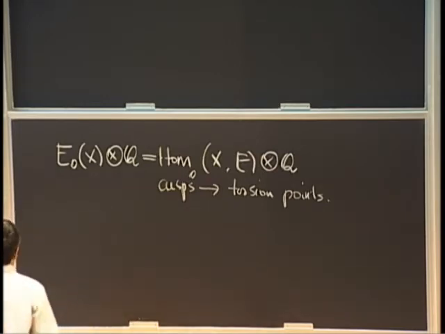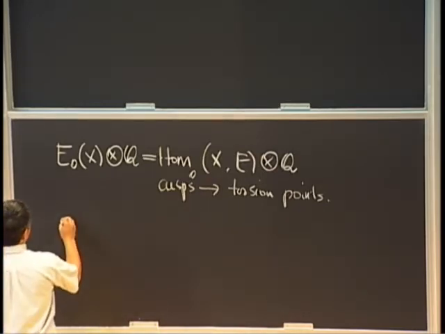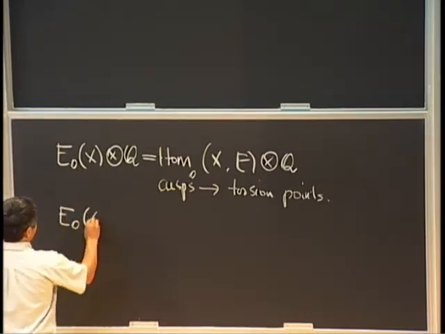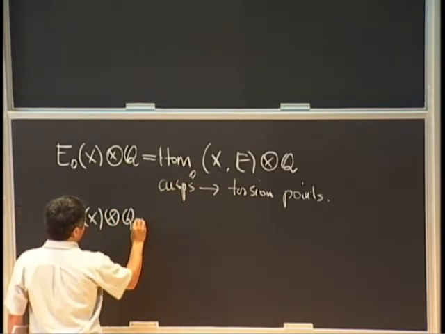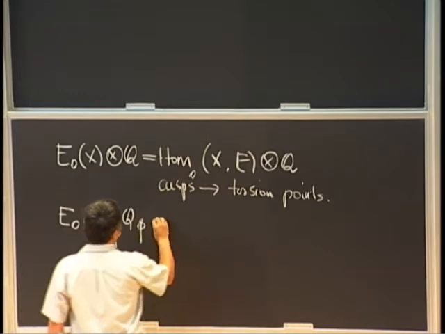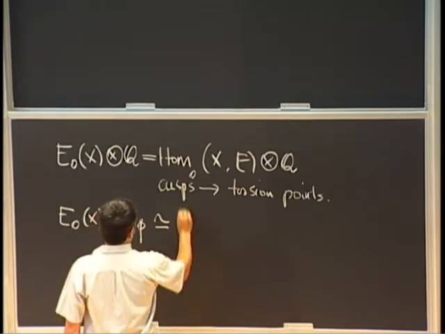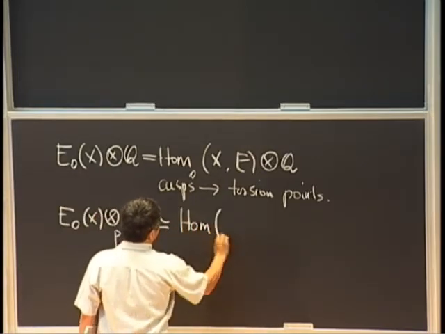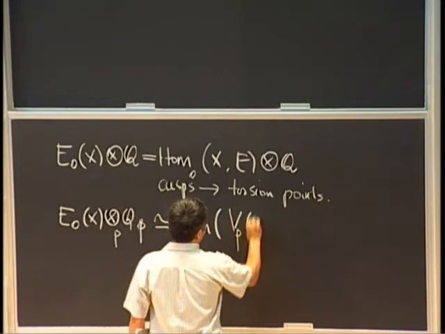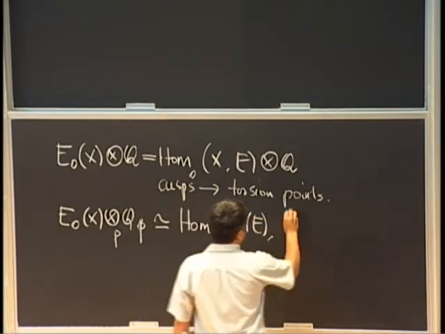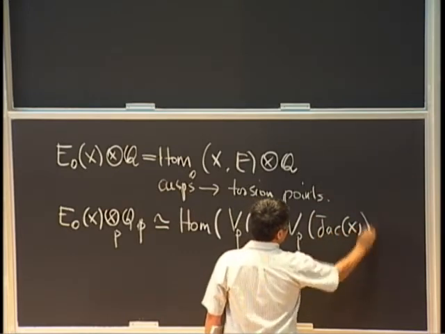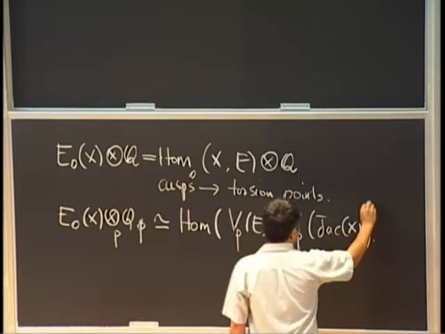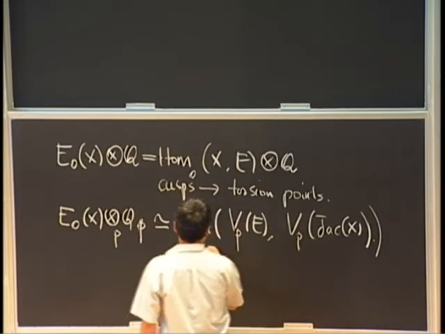Then you apply the Fulton theorem, you will get E0 of X, that's QL or QP, is isomorphic to the homomorphisms of V_P of E and V_P of the Jacobian of X. That's the Galois group.